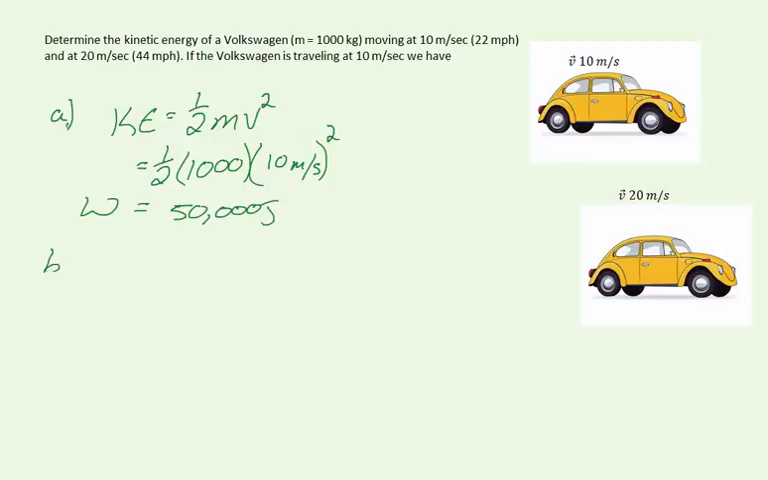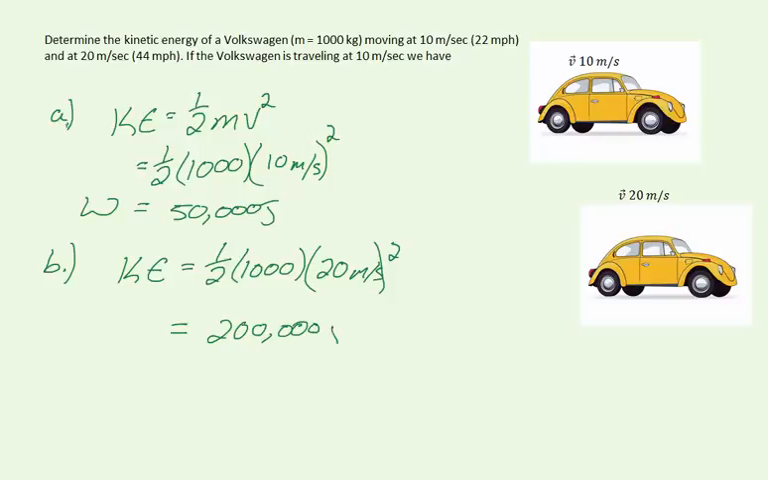And then in part B, we're asked to find the kinetic energy of the Volkswagen when it's moving at a velocity of 20 meters per second. So again, we will use the same equation, and we see that our mass hasn't changed, but our velocity has. Instead of being 10 meters per second, we have 20 meters per second. And if we multiply this through, we'll see the kinetic energy will be 200,000 joules.